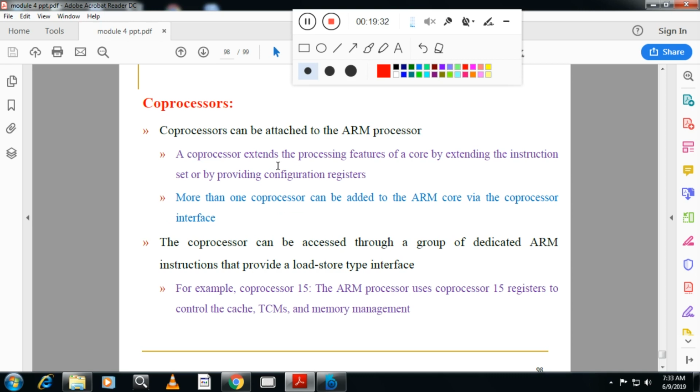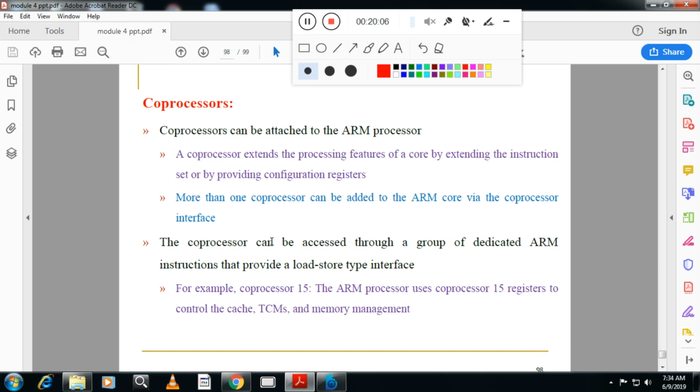Coprocessors can be attached. The third one is the extension. In the third category, a coprocessor can be attached to the ARM processor. A coprocessor extends the processing features of the core by extending the instruction set or providing configuration registers. More than one coprocessor can be added to the ARM core. A coprocessor can be accessed through a group of dedicated ARM instructions. What is a coprocessor? A coprocessor is nothing but a mathematical processor to execute mathematical instructions. It helps the main processor, which is why it is called a coprocessor.